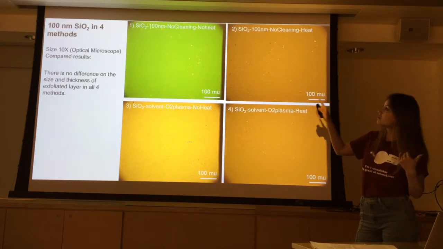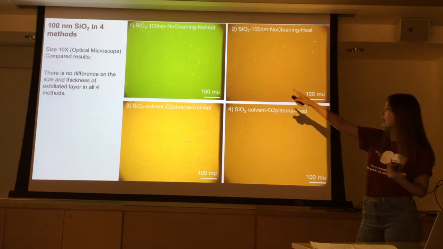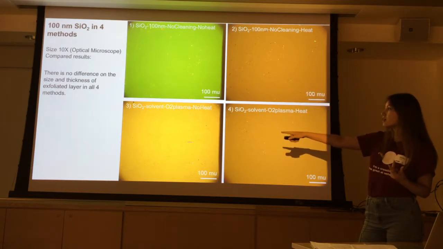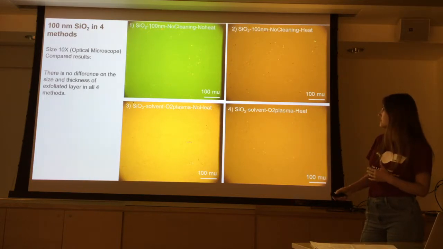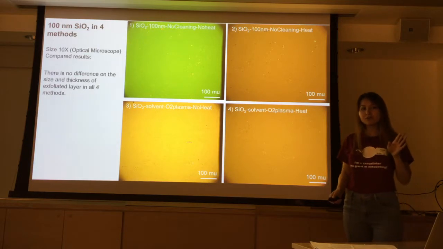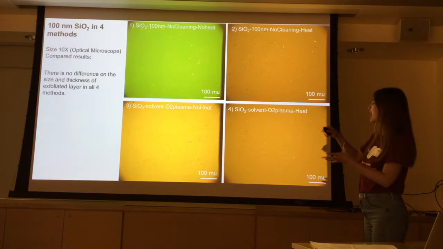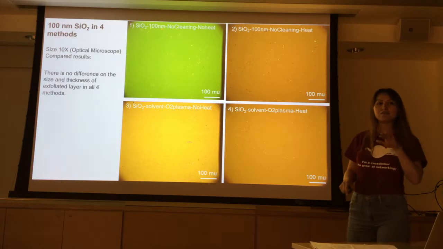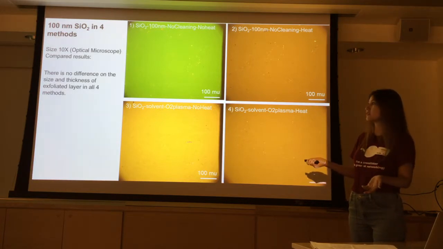Here is 100 nanometer silicon dioxide in 4 methods. The first method was adding nothing, the second was just heat, the third one solvent cleaning and oxygen plasma, and the fourth one all of them. There's not that much difference between all methods, but these pictures show that the second, third, and fourth have a similar amount of exfoliated particles, but in the first one, where I did not add anything, I have fewer particles on the surface.